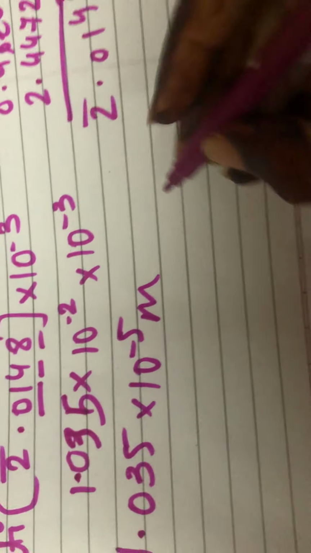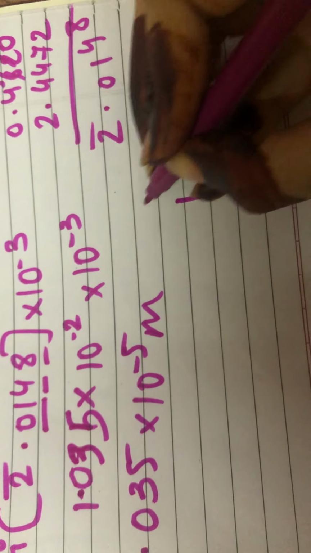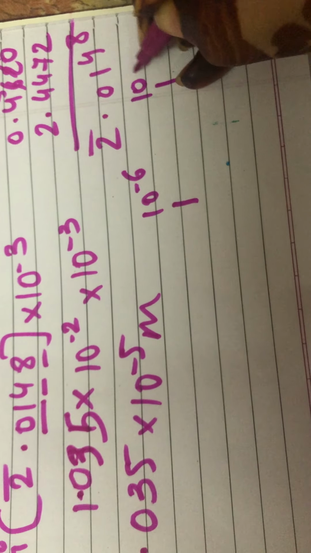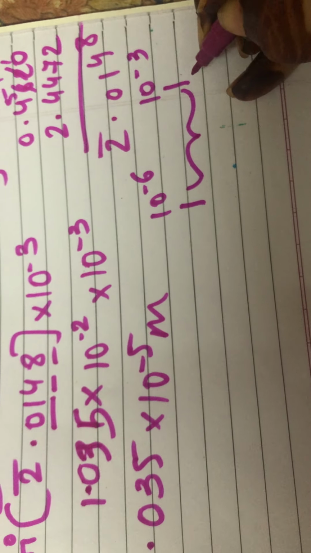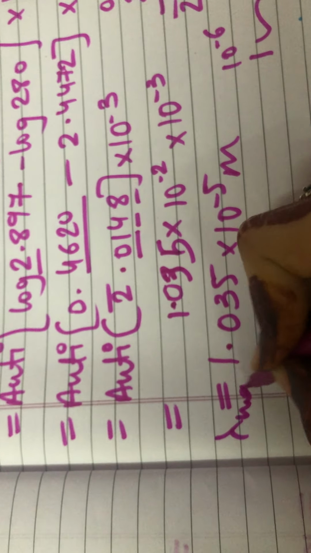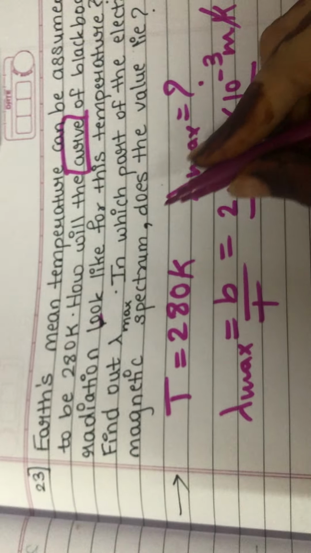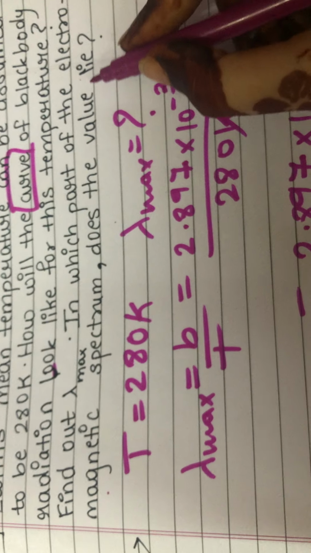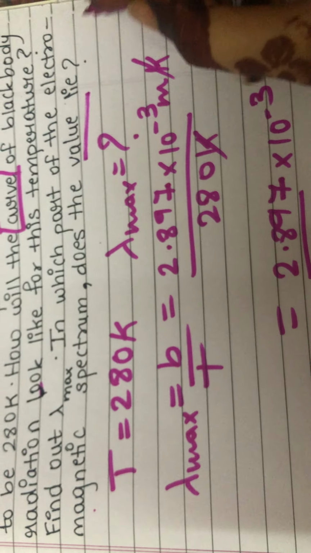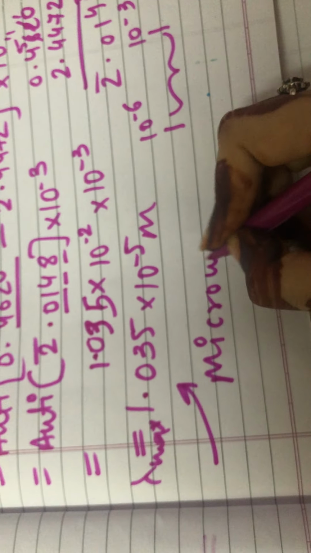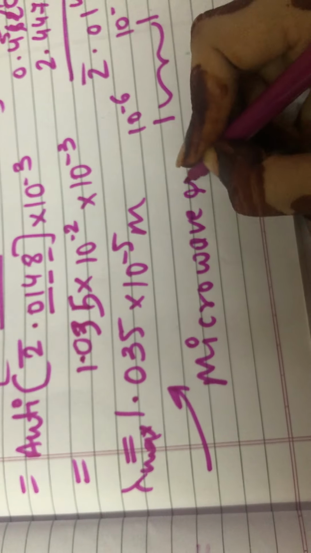Now the range 10 raised to minus 6 to 10 raised to minus 3 is the range for the microwave region. Here we have 10 raised to minus 5. So for this lambda maximum, the question is, in which part of the electromagnetic spectrum does the value lie? I'll write the value lies in the microwave region.